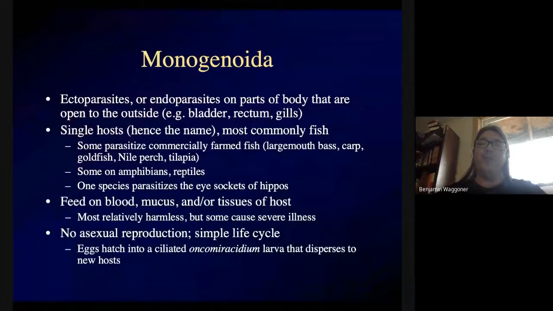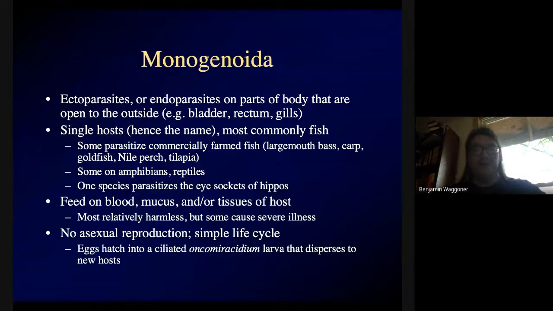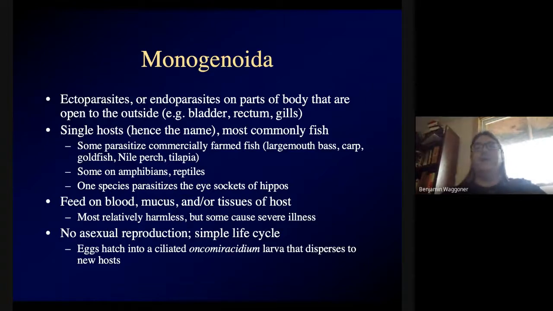But they do sometimes infect turtles, frog bladders, and there's one that has colonized the eye sockets of hippopotamus because somebody has to. Life finds a way to occupy some of the weirdest niches you can think of. And yes, there is a worm that parasitizes hippo eye sockets. They feed on blood, mucus, or tissues. Most don't do a lot of harm. There are a couple of species that can cause damage to farmed fish stocks, so they can affect the human economy.